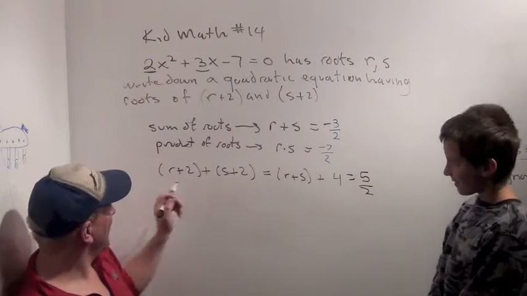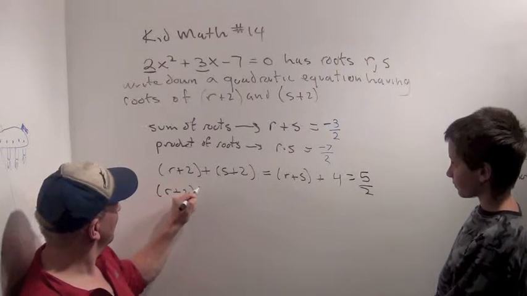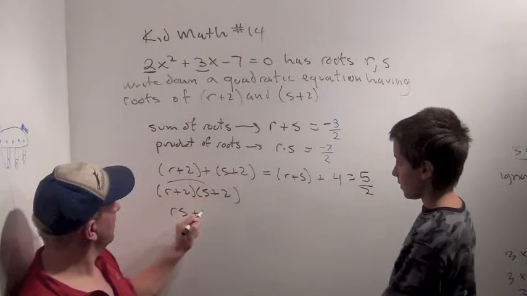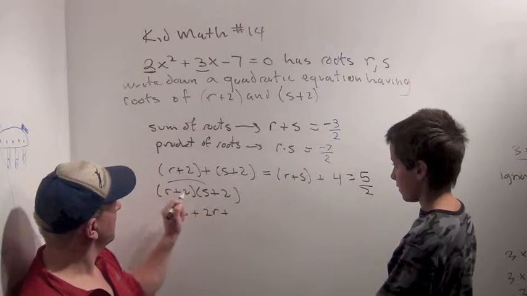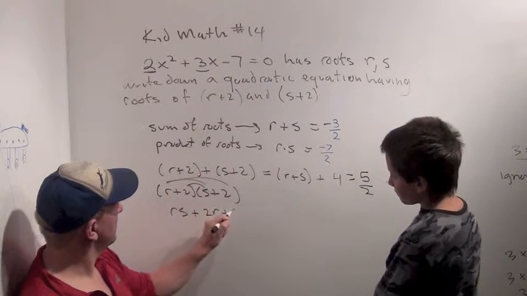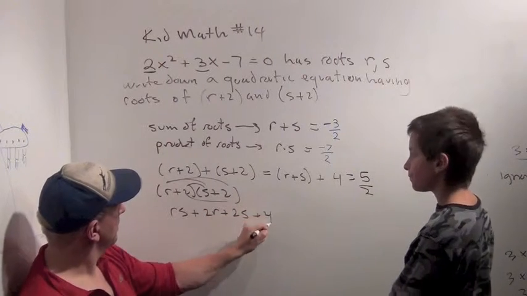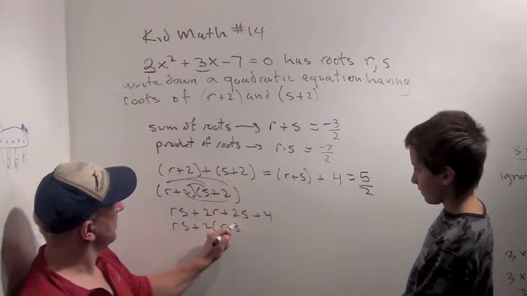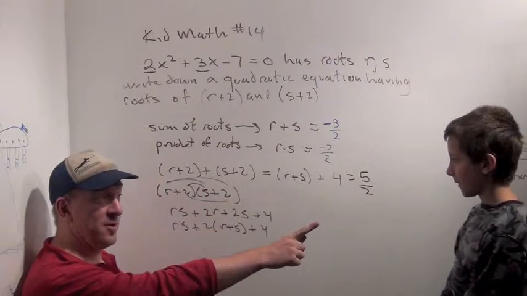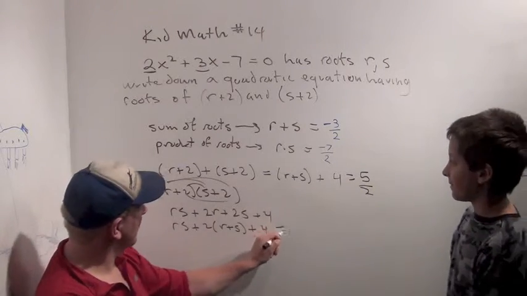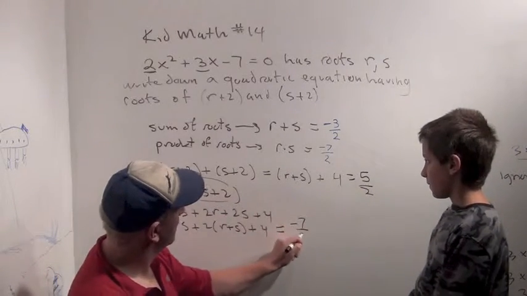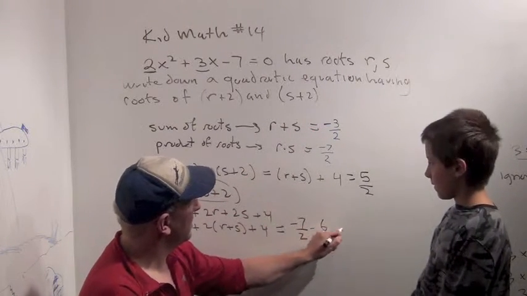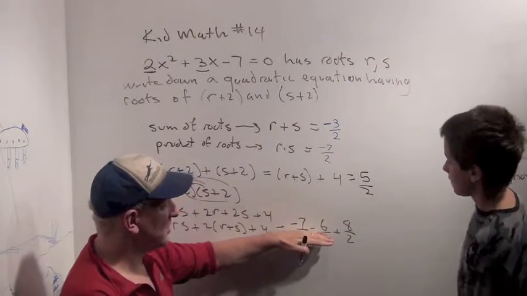Right? Okay, now the product. R plus 2 times s plus 2. Now this is interesting. It's rs plus r times 2. I'll write that as 2r plus 2s plus 4. Okay, now this is rs plus 2 times r plus s plus 4. Now you remember 4 is how many halves? 8 halves. Very good. Okay, so rs is minus 7 halves. 2 times r plus s is minus 6 halves. And then plus 8 halves. Okay, so it's minus 13 halves plus 8 halves.